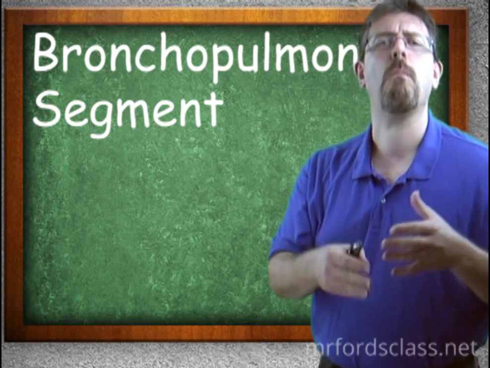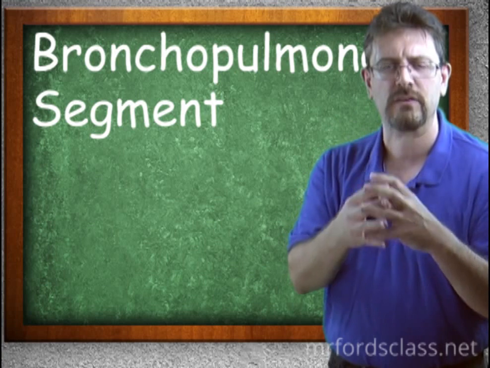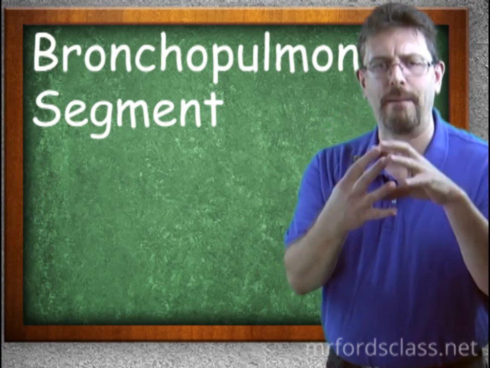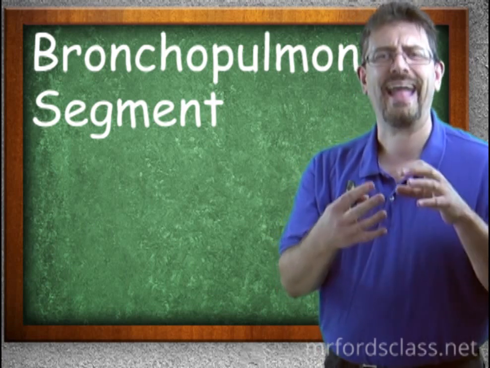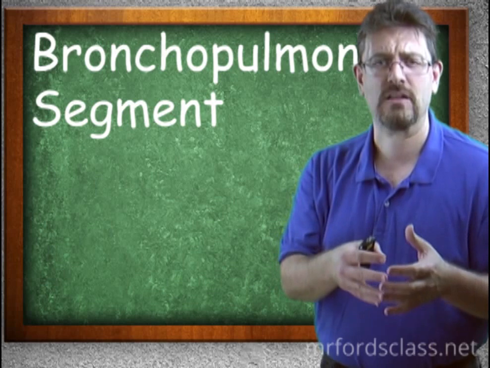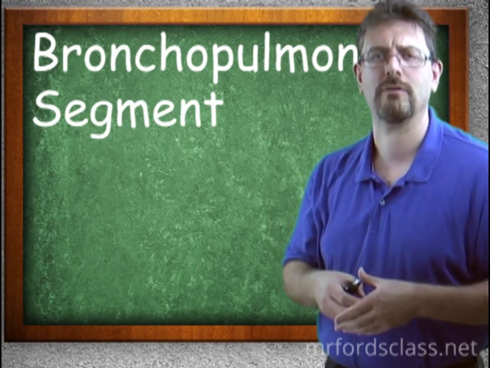You have what we call bronchopulmonary segments. These are functional units of the lungs. They all have their own blood supply. They are wrapped in their own connective tissue. And God forbid, if you ever need to have part of your lung removed, let's say due to lung cancer, they're going to remove it by these pull-apart pieces, the bronchopulmonary segments.